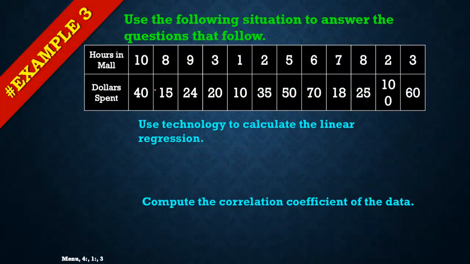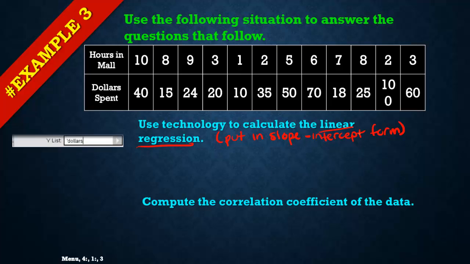So let's look at this example here, and then we would use technology to calculate the linear regression. We'd have hours in the mall and dollars spent. You'd put that all in your calculator, figure out your m, your b, and the correlation coefficient. When it says calculate the linear regression, that means put it in slope-intercept form. So that's what you're looking to do there.